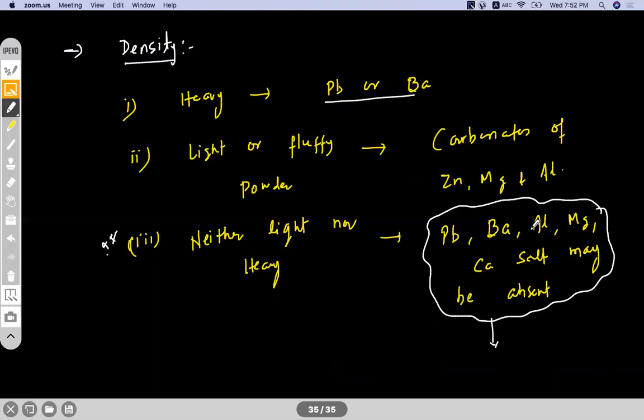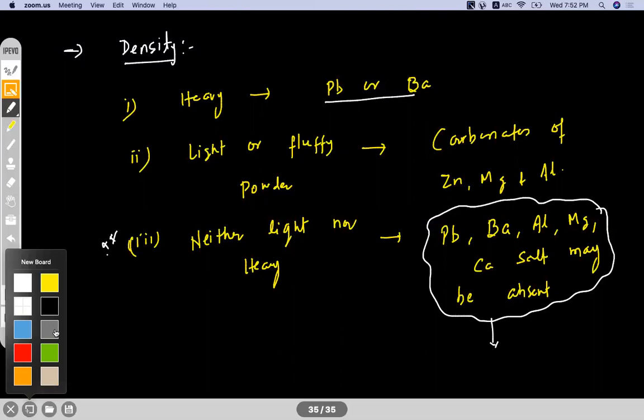Okay, now there are a few tests we have in this. You must have heard the names: the flame test and the borax bead test. So these two we'll see. Write down the first one: flame test.